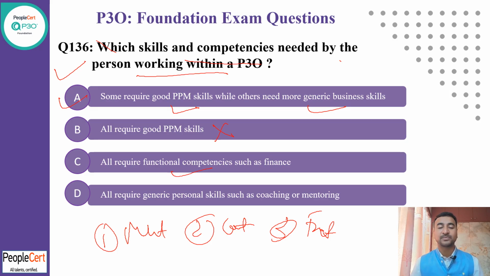All require functional competencies. That's again not the right thing. All require generic personal skills such as coaching, mentoring. That's again not the right thing. So you need a combination of all three. So I believe A is the most correct answer here.